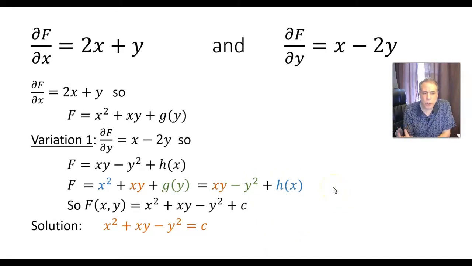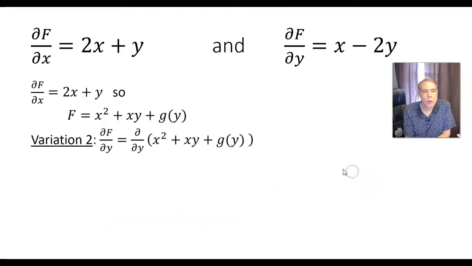Now here's variation 2, a method that you might like better. Once you've gotten to this point, you've anti-differentiated with respect to x, take what you get there and partially differentiate that with respect to y. Find its partial derivative with respect to y. So the partial derivative of x squared would be 0. The partial derivative of xy would be x. And since g of y is something that just depends on y, its partial derivative with respect to y would just be its plain old derivative with respect to y, g prime of y. So that's the partial of f with respect to y.